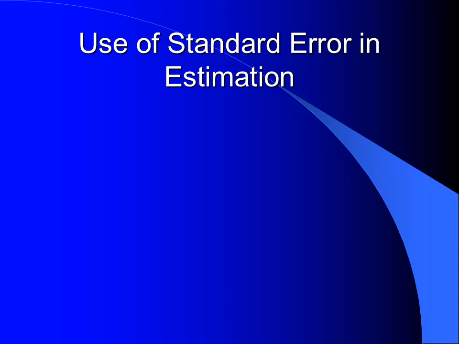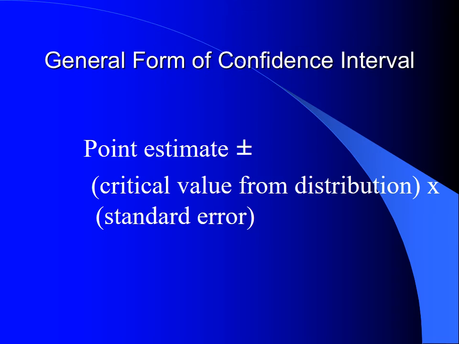Now we talk of use of standard error in estimation, that is, in confidence interval. The confidence interval general form is point estimate plus or minus critical value of the distribution, like 1.96 or 2 times SD, which we are using from the normal distribution, multiplied by standard error. This is the general format for the confidence interval.